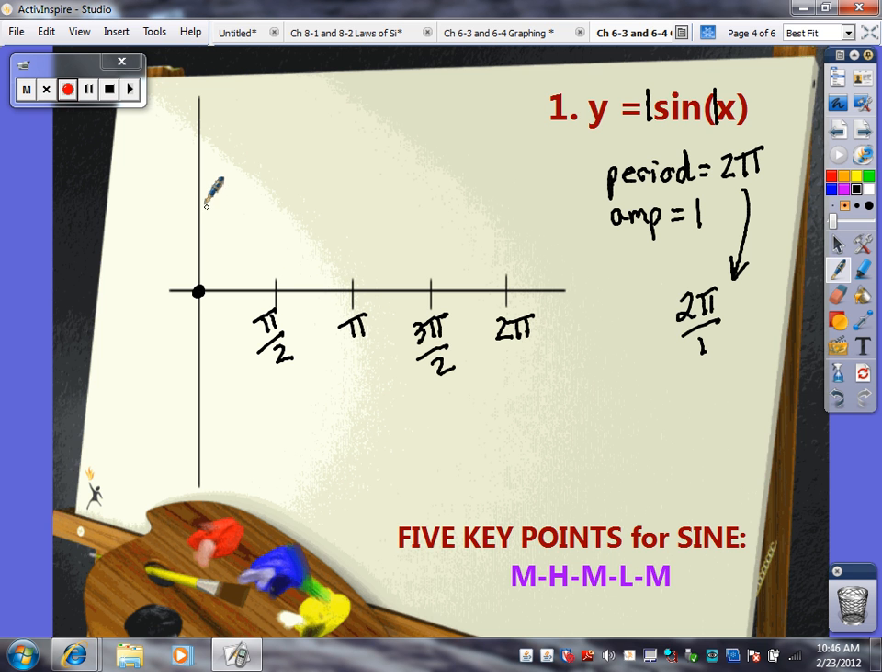Okay? Now, the maximum is 1, and the minimum is -1 from the amplitude. This is telling us how high and low we are going to go. Okay? So I'm going to change my color here. 5 key points for sine. They go middle, high, middle, low, middle. Remember? Middle, high, middle, low, middle.